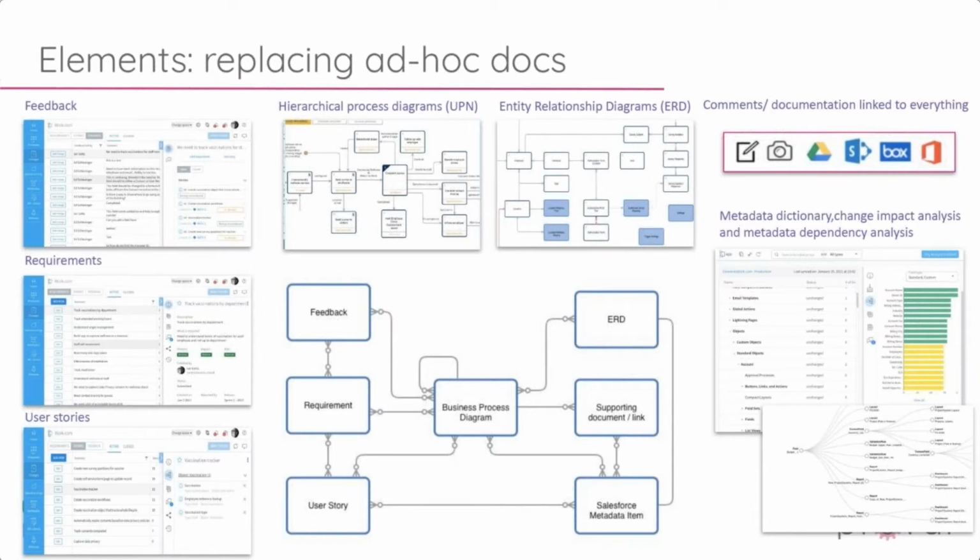You can see that all of these documents are all interrelated. And the power is really in those interrelationships. The fact that you know that a particular user story is linked to a requirement, is linked to a process diagram, and is linked to metadata items, that's where the power comes. But again, just for this today, I'm not going to go into all of this.